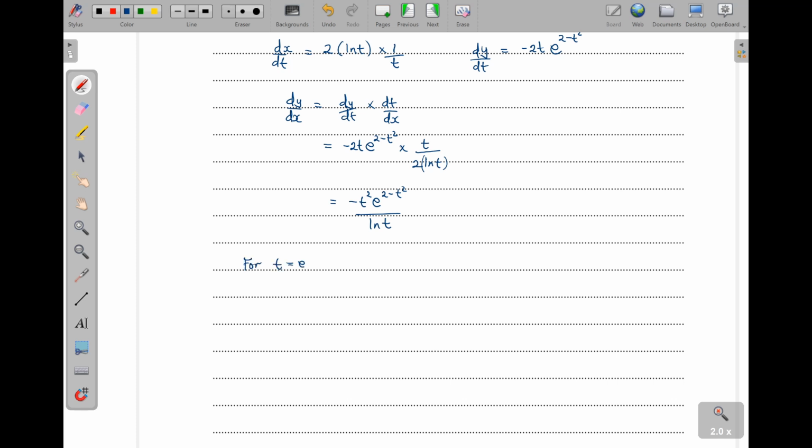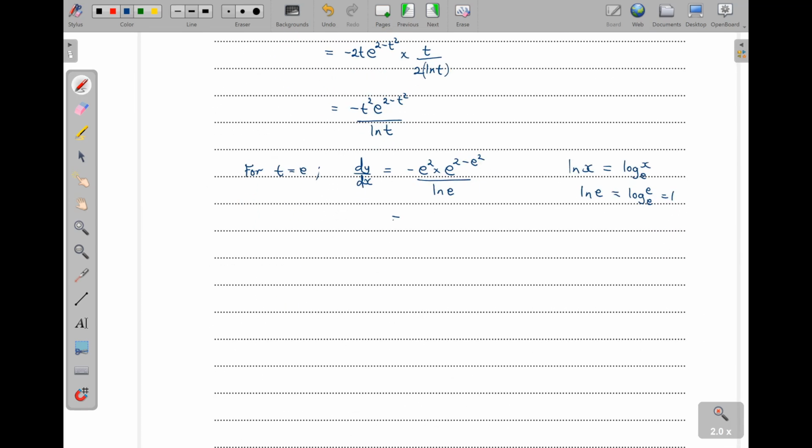So for t is equal to e, what is our dy dx? So dy dx is going to be negative e squared, then times e power 2 minus, what is our t here? It is e squared. So put e squared here out of the natural log of e. Remember, natural log of x is the same as saying log base e of x. So that means natural log of e is the same as log base e of e, which is equal to 1. Now, so down here, the denominator is a 1.